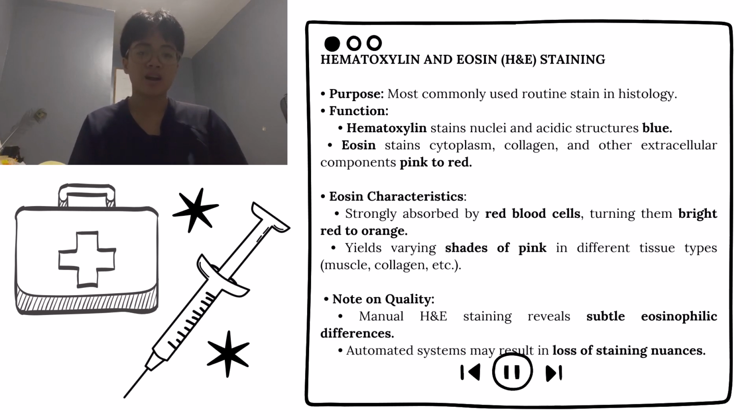Eosin. Characteristics: strongly absorbed by red blood cells, making them appear bright red-orange. Produces different pink tones in muscle, collagen, and other tissues. And a note on quality: manual staining highlights subtle color differences better. Automated systems may miss these finer eosinophilic details.